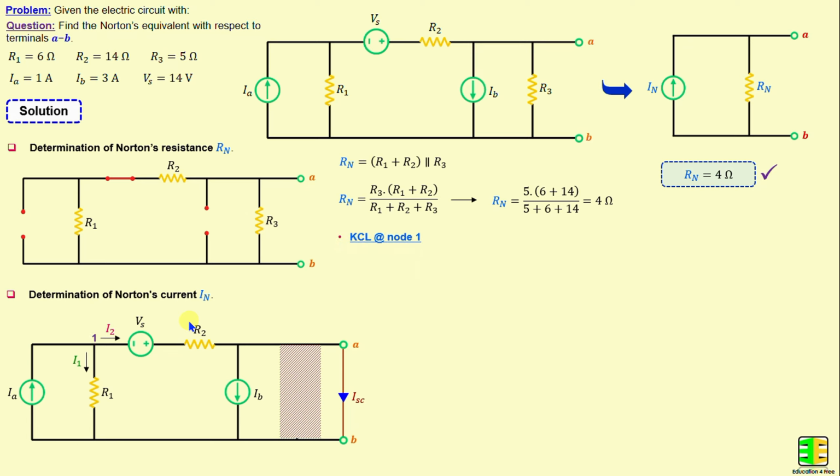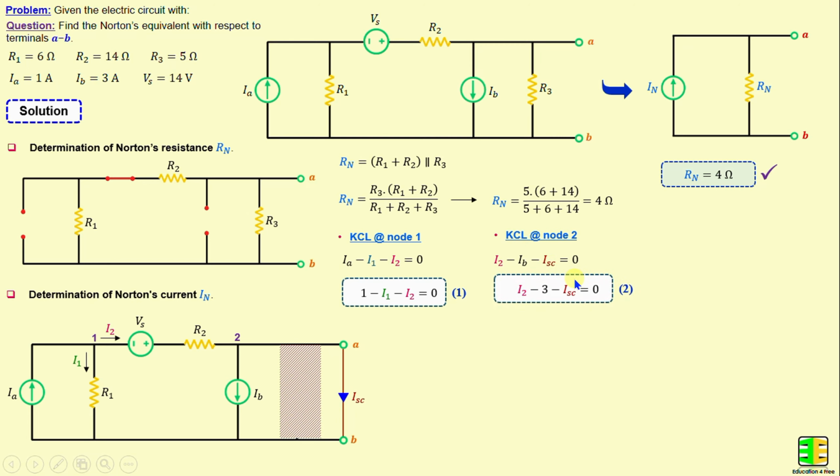By applying Kirchhoff's current law at node 1, we can write IA minus I1 minus I2 is equal to 0. That means 1 minus I1 minus I2 is equal to 0. Now by applying Kirchhoff's current law at node 2, we can write I2 minus IB minus ISC is equal to 0. If we replace IB with its numerical value, we obtain I2 minus 3 minus ISC is equal to 0.